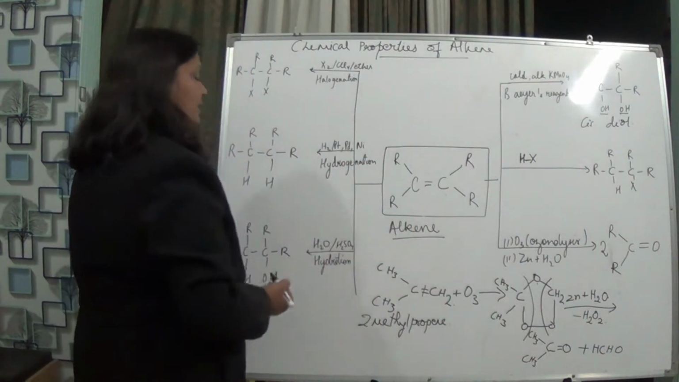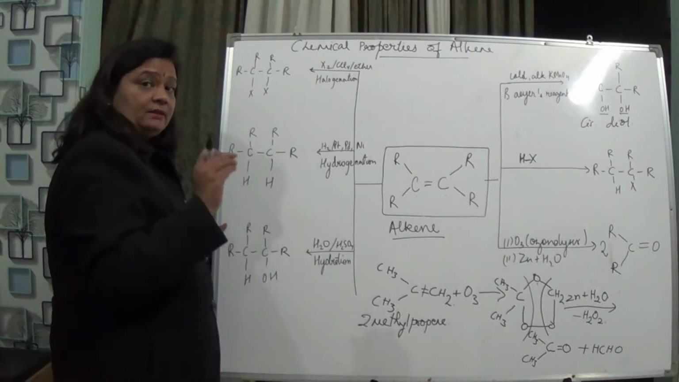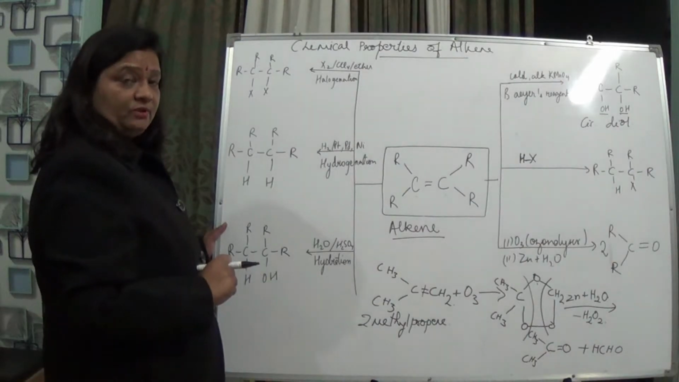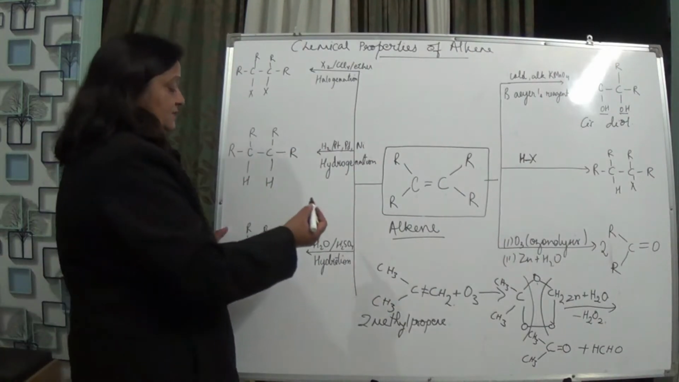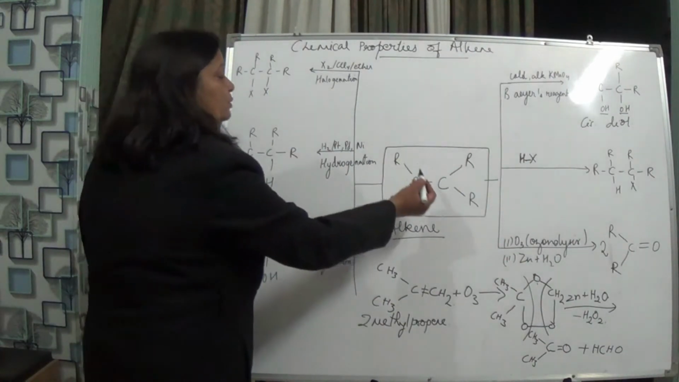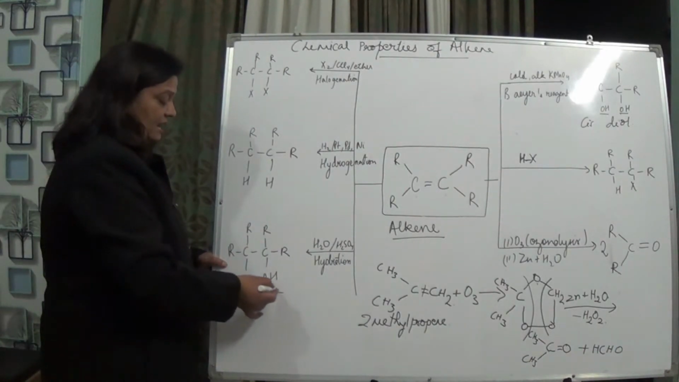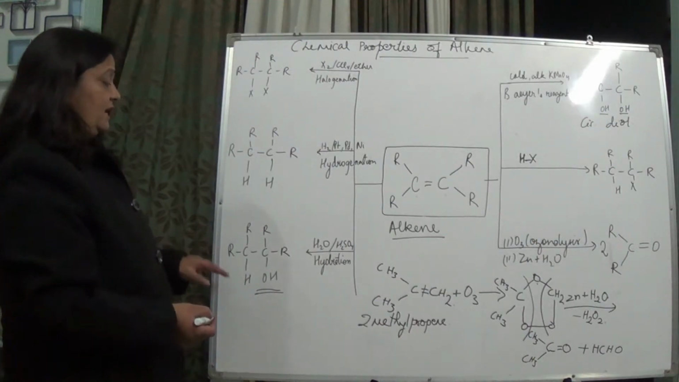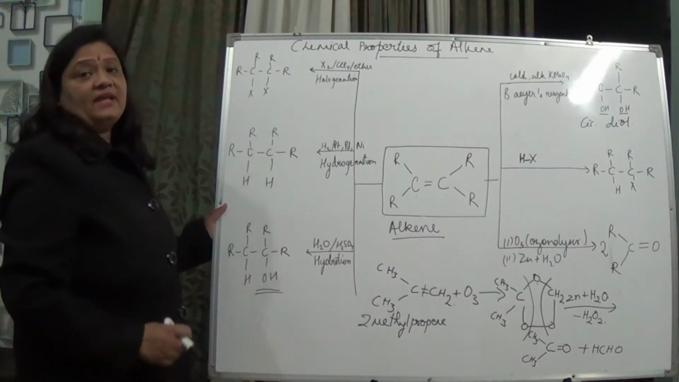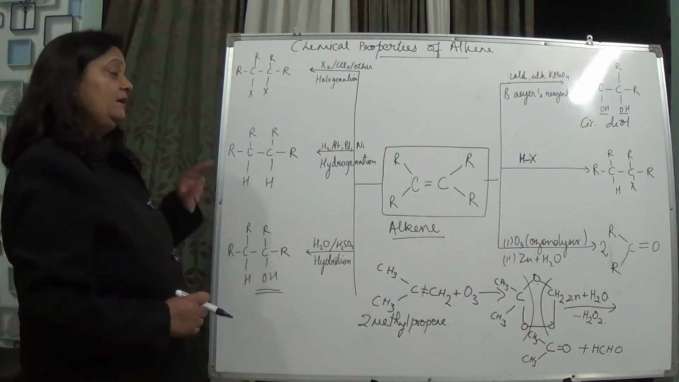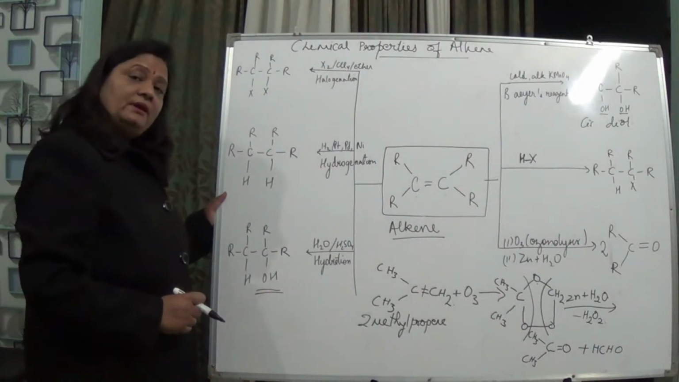Now, if we add water to this alkene, what happens? And a few drops of acid, H2SO4, we also add to it. So this water is being added to this alkene, and it forms an alcohol. Naturally the double bond breaks and the alcohol group gets attached to the carbon atom.